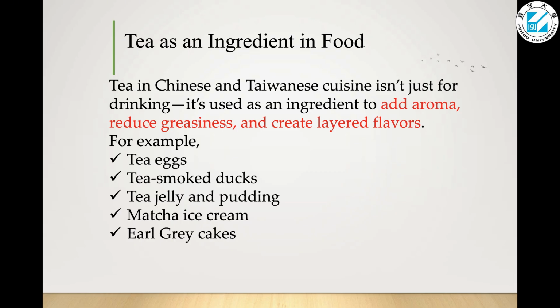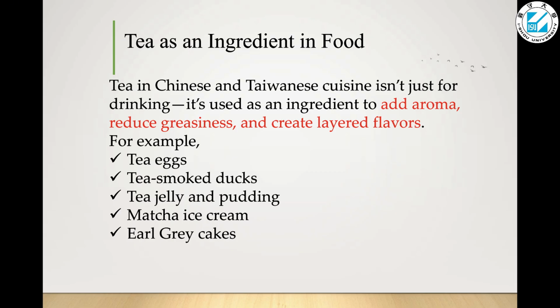So why do we put tea in food or cooking? There are some purposes. Number one, to bring up different layers of flavor and also reduce the greasiness. So drinking tea can help you get rid of the greasy feeling. Especially if you have a big meal and then you have some tea in there, then you will feel better. Especially a big meal with a lot of meat like beef or something like that. It also adds some aroma to the food. So the example, as I said, tea eggs.